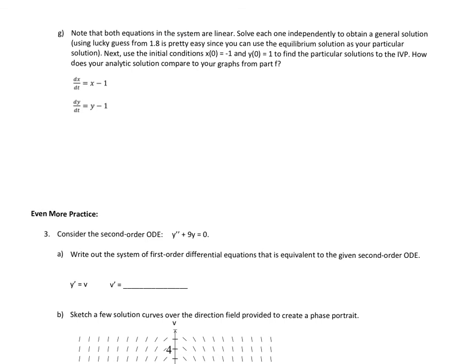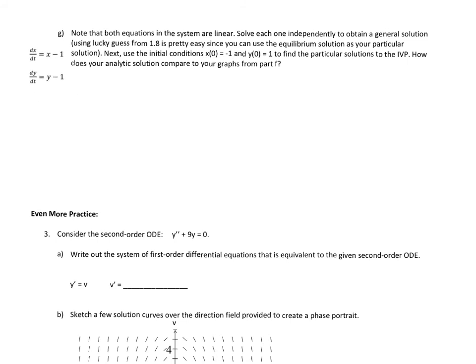Note that both equations in this system are linear, so we're going to solve each one independently to obtain a general solution. We'll use lucky guess from 1.8. It's pretty easy because you can use an equilibrium solution as your particular solution, and those are pretty easy to find. And then we're going to use the initial conditions to find the particular solutions to the IVP. So how does your analytic solution compare to the graphs from part F?